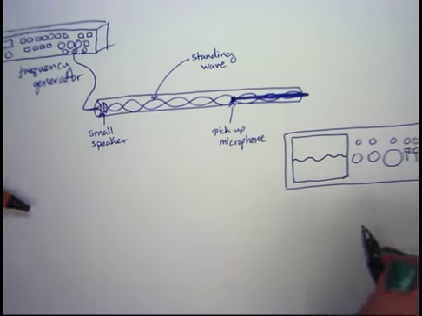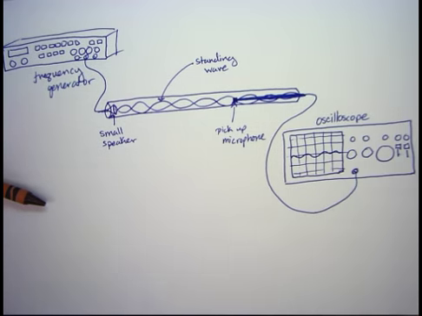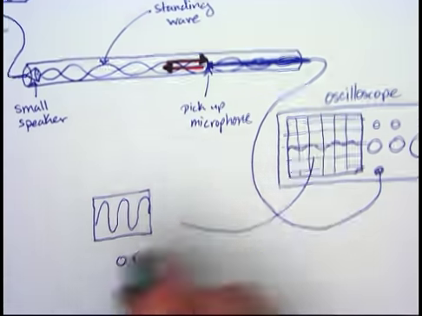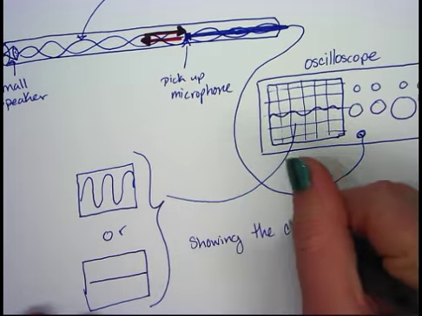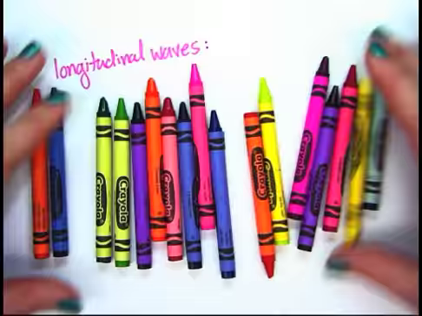Now, you're going to be able to see how it changes through the oscilloscope. The microphone will take the sound wave information, transfer it to the oscilloscope, and you will see the actual image on the oscilloscope change. So let's talk about sound for a minute.